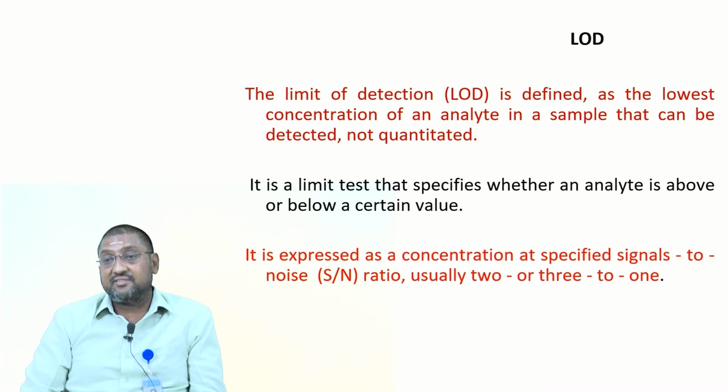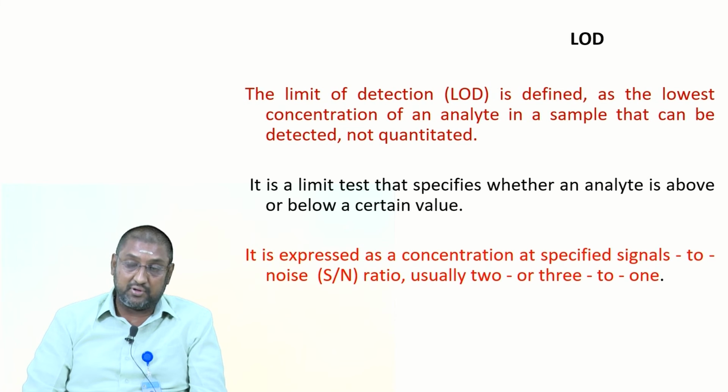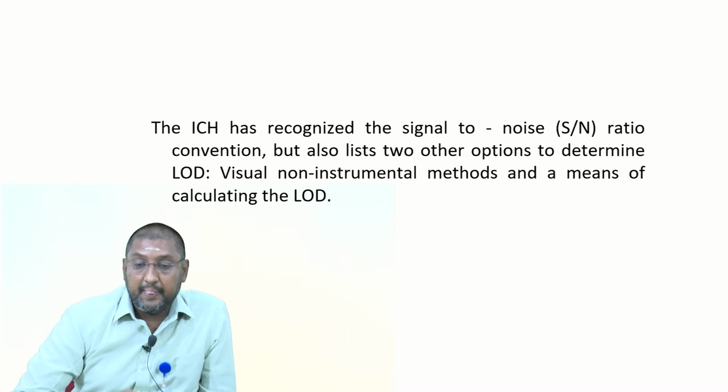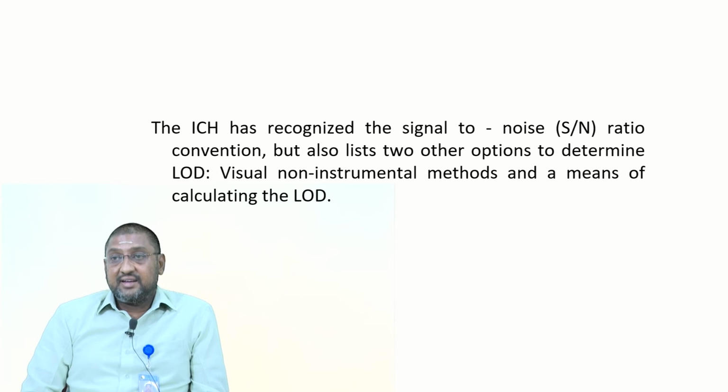So, how do we assess the detecting capacity? I reduce the concentration, and at a particular point it will show only the peak, but not the area. That is called limit of detection. If you want to calculate the signal to noise ratio, the standard limit is 2 to 3, meaning 3:1 or 2:1. The ICH has recognized the signal to noise ratio convention, but also lists two other options to determine LOD: visual and non-instrumental methods.